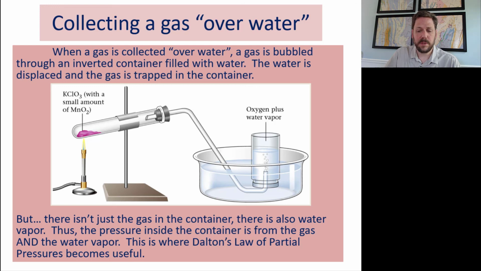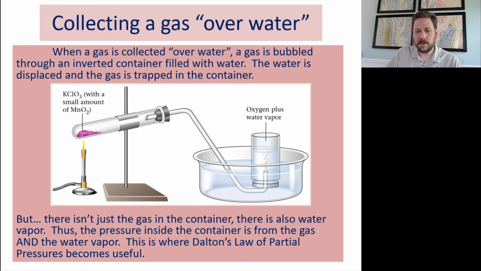And because we're bubbling it through water, we're going to introduce water vapor into the container. Where it says oxygen plus water vapor, we not only have the oxygen that we're interested in collecting, we also have water vapor. If the total pressure inside that container is 1 atmosphere, and we want to know what the partial pressure of the oxygen is, we will have to subtract the partial pressure of water vapor from that total pressure of 1 atmosphere to determine what the partial pressure of the oxygen alone is.